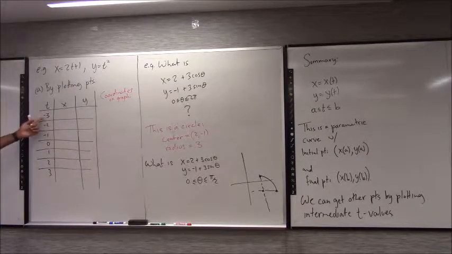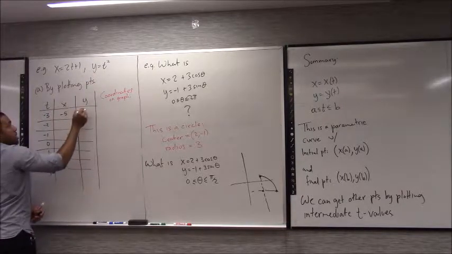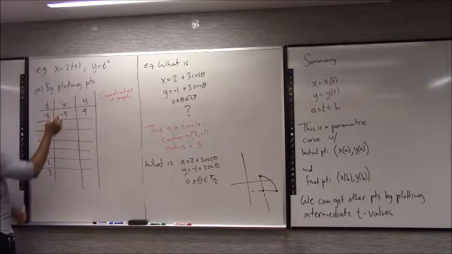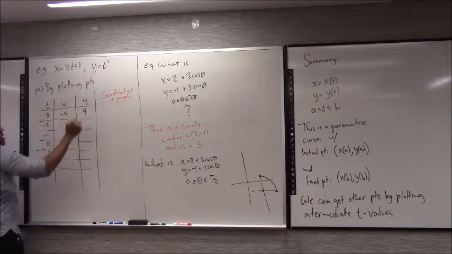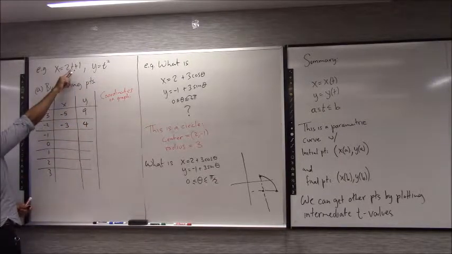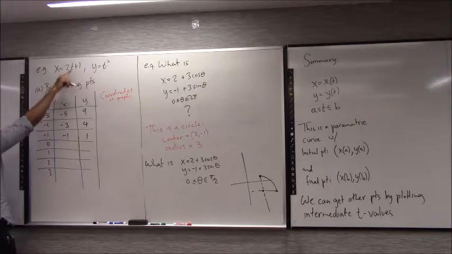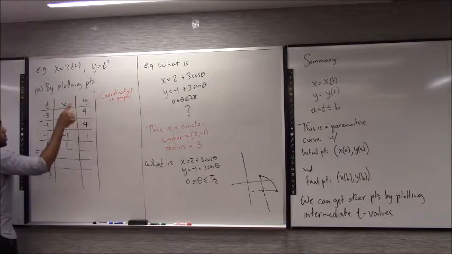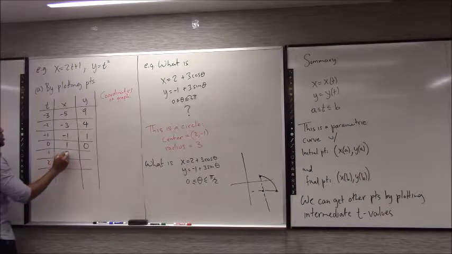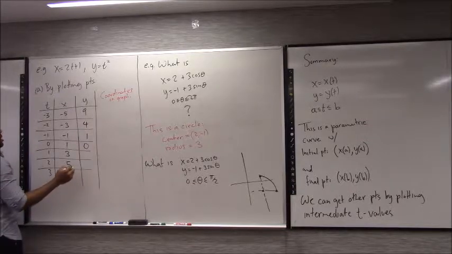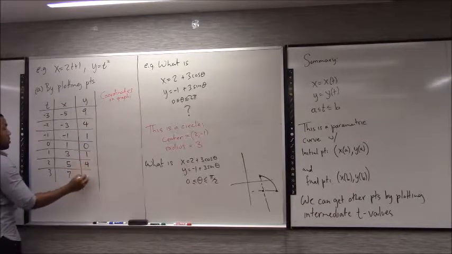So I can say when t is minus 3, I plug in minus 3 here. That gives me minus 5. When t is minus 3, plug in there. That gives me positive 9. T is minus 2, plug it in here. That's minus 4 plus 1. It's minus 3. Minus 2, plug it in there. Get 4. T is minus 1, plug it in here. Get minus 1. Minus 1, plug it in there. Get 1. T is 0, plug it in there, and get 0, and so on and so forth. So that would be 3, that would be 5, that would be 7, and then this would just be 1, 4, 9.